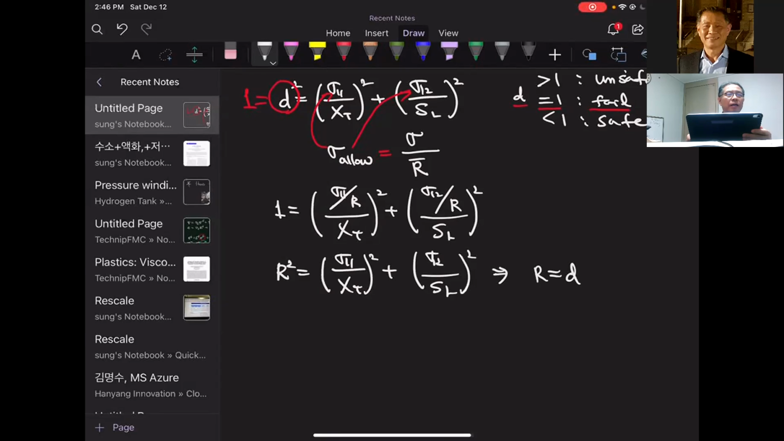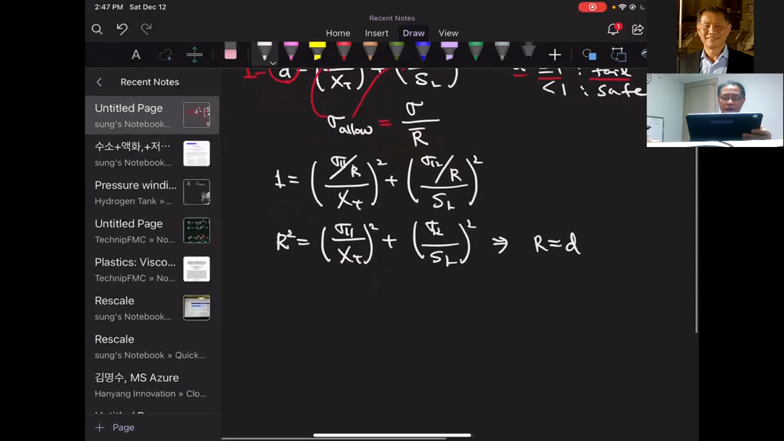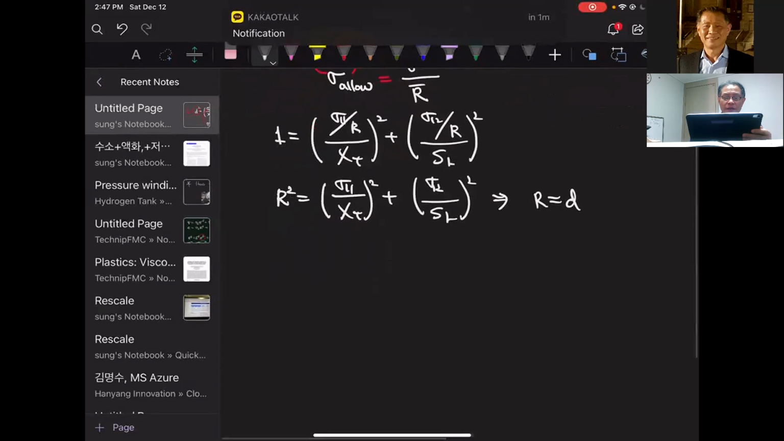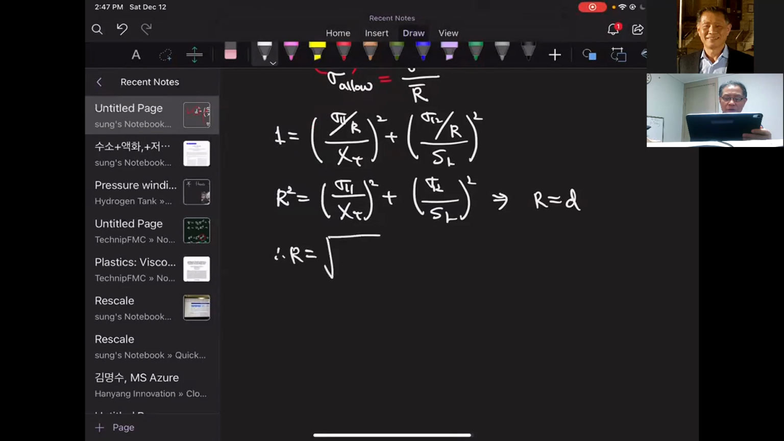But when we have a different failure mode, this R and D would have a different meaning. So anyhow, these are the equations, and R will be the square root of this squared plus this. Okay, let's try.